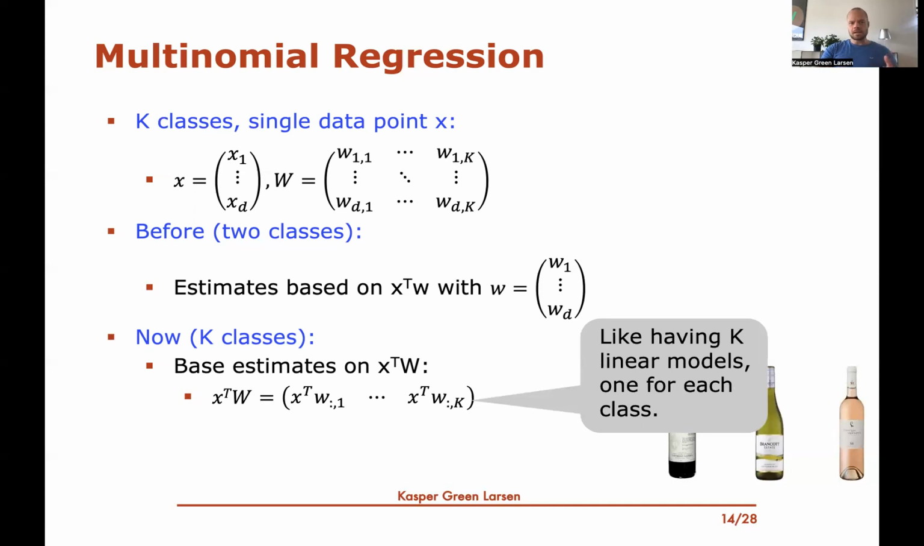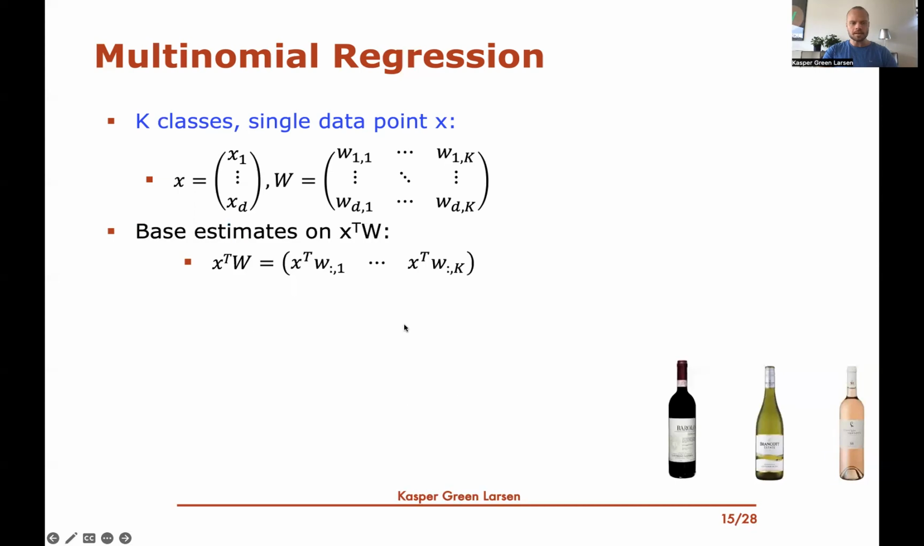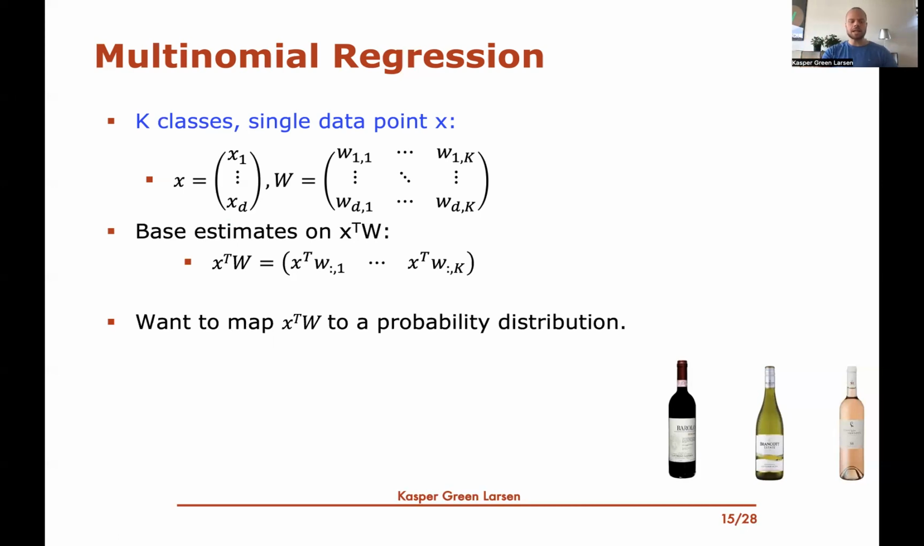One can think of each of the columns of W as a separate linear model. Basically we have one linear model for each of the classes. So we evaluate all these linear models on the feature vector X. Each of them outputs a number based on the inner product between the vector for this given model and X. We somehow want to base our estimates on this. We have to turn this vector somehow into a probability distribution over each of the K classes.